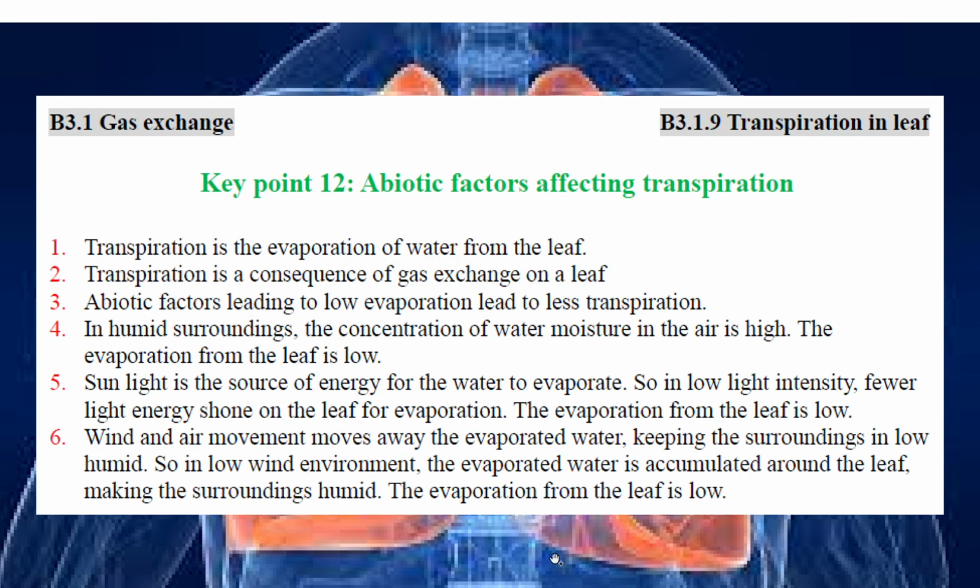So what are the abiotic factors affecting transpiration? You know, transpiration is evaporation of water. It is a consequence of gas exchange. So when transpiration is high, gas exchange is also high. So what are the factors affecting transpiration? Of course, outside has to be dry, right? We want large transpiration. Sunlight has to be strong, right? And the wind has to blow the water away, right? And if all these are reversed, then the transpiration will be weak.